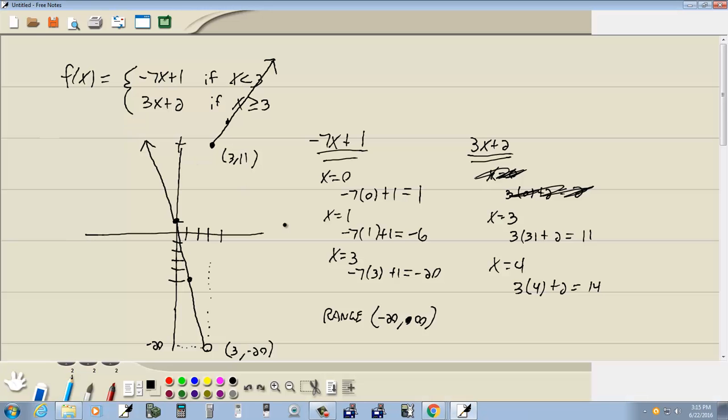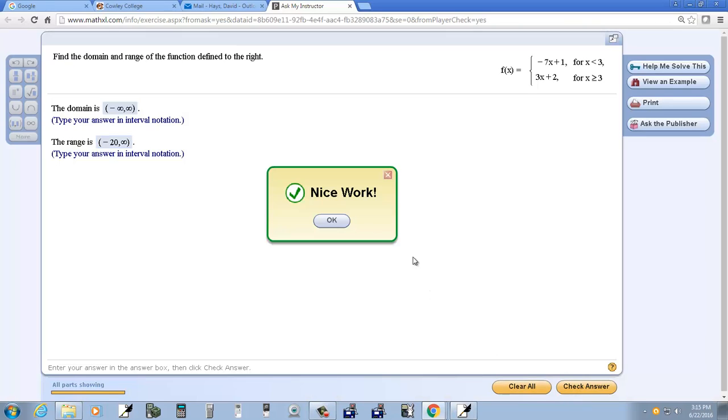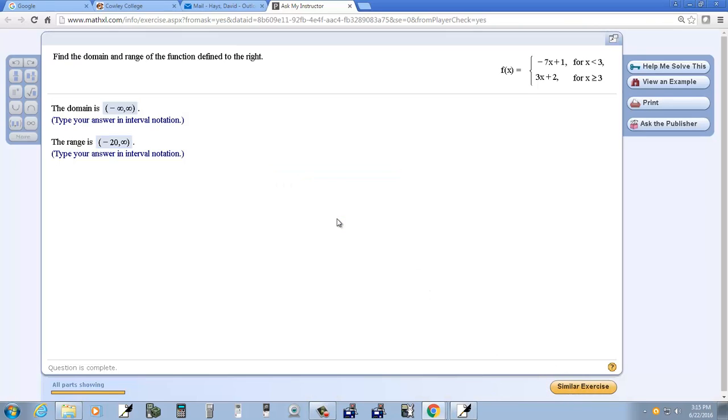And this is assuming I plugged my points in correctly. Let me double check myself before I try to check it. Okay, I put 3 in there. Negative 7 times 3 is negative 21 plus 1 is, okay, looks right. And that's how you find domain and range.